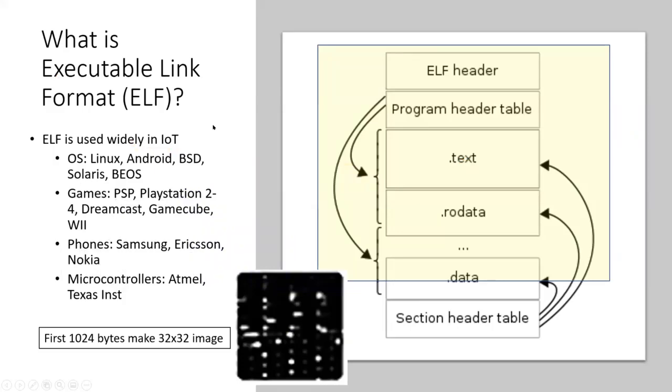So first of all, to introduce this, we're going to use a thing called ELF, which is an executable link format. It's widely used throughout the Linux world, but also in the Internet of Things, and it's basically an executable. So I list some of the places you would find an ELF file at the OS level: Android, Linux, in a number of games from PlayStation to Wii. There are a number of phone operating systems, Samsung, Ericsson, Nokia. And finally, you get down to the real heart of Internet of Things, which is microcontrollers made by Texas Instruments or Atmel. And as I described, this is the structure of that executable.